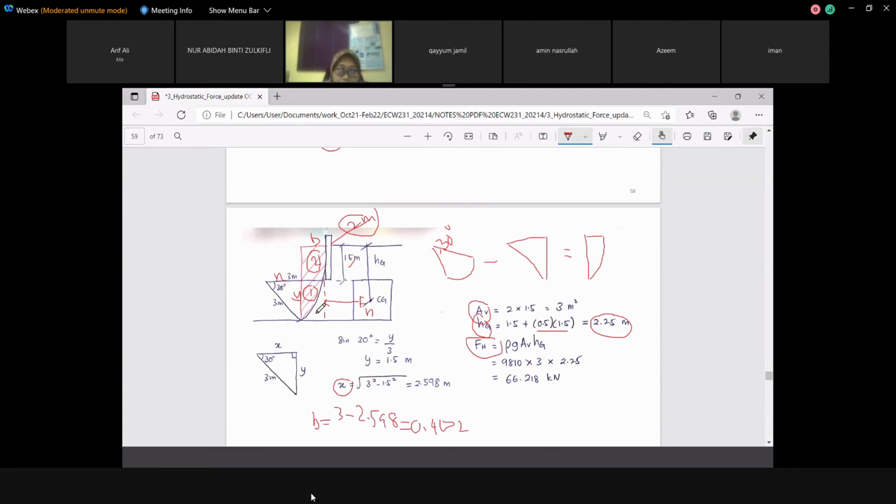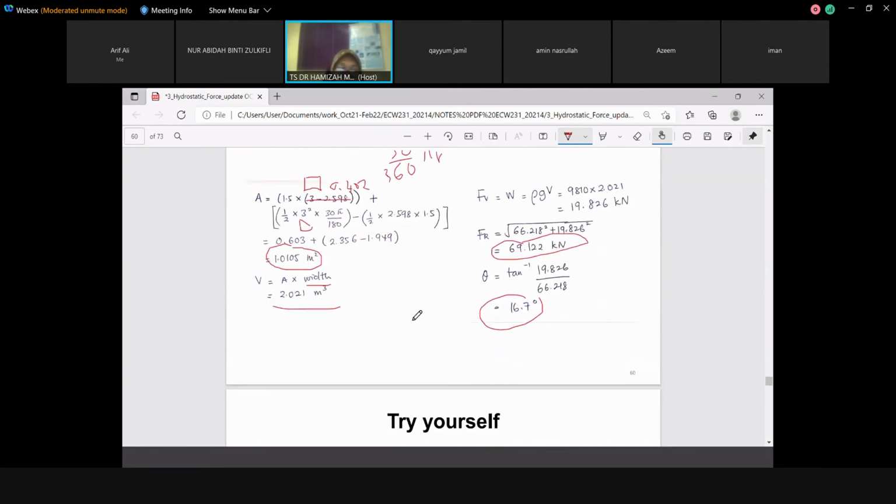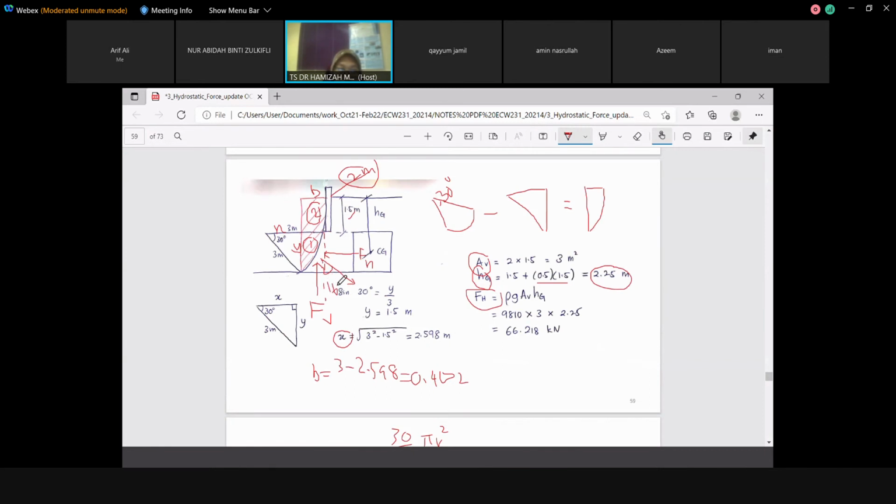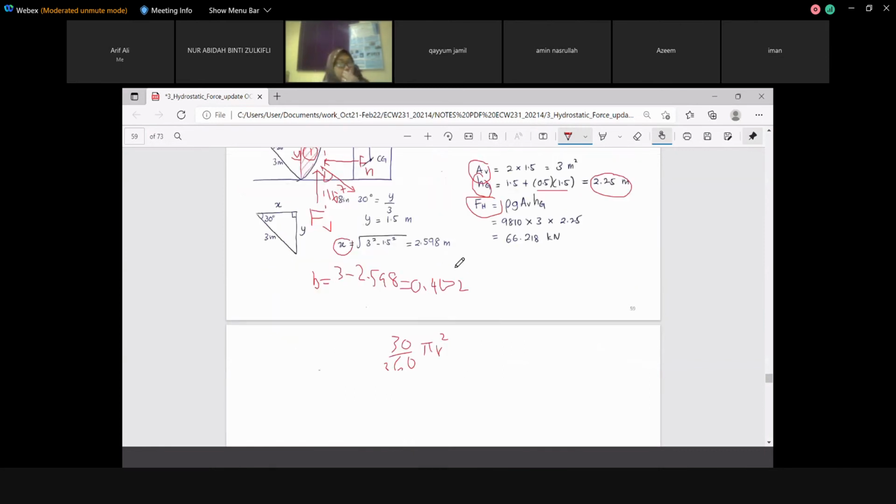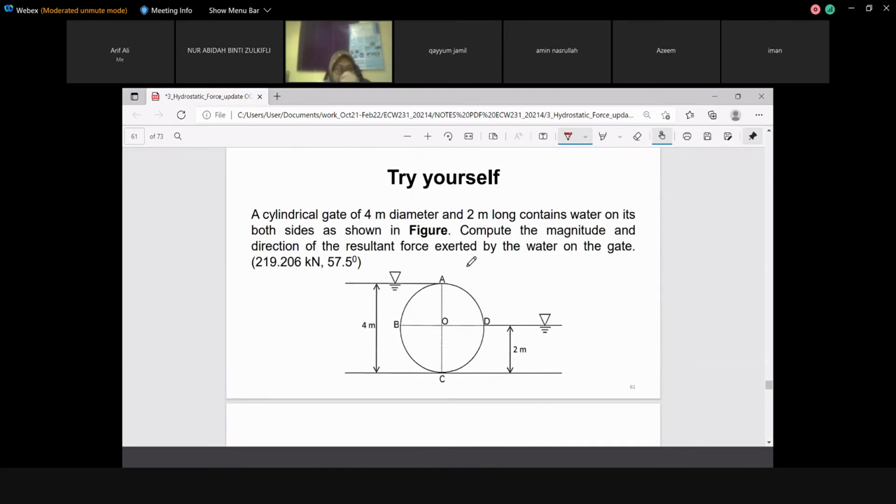Okay, so here is the FV. So the angle for resultant forces ni adalah, berapa tadi angle dia? 16.7. Okay? Okay, saya ada minta you try soalan ni tak? Tak ada, doktor. Okay, tak ada. So later you try this one.